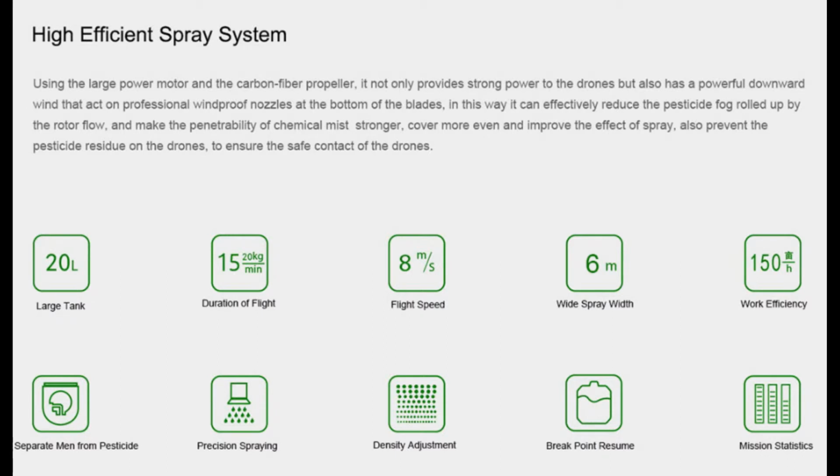Using the large power motor and the carbon fiber propeller, it not only provides strong power to the drone, but also has a powerful downward wind that acts on the professional windproof nozzle at the bottom of the blades. In this way it can effectively reduce the pesticide fog rolled up by the rotor flow, and make the penetrability of the chemical stronger, cover evenly and improve the effect of the spray, and also prevent pesticide residue on the drone, to ensure safe contact with the drone.